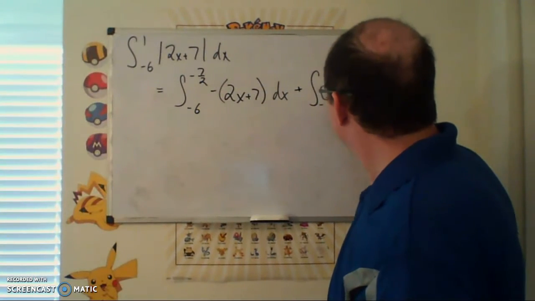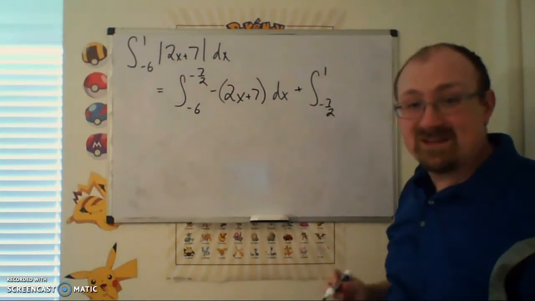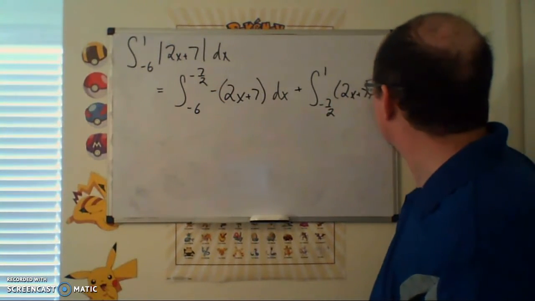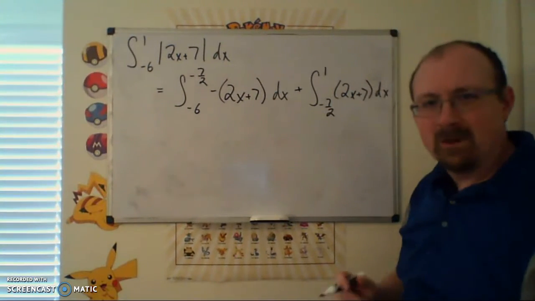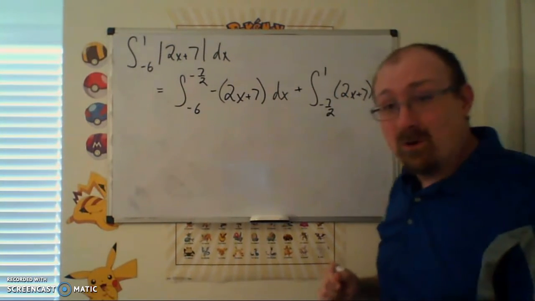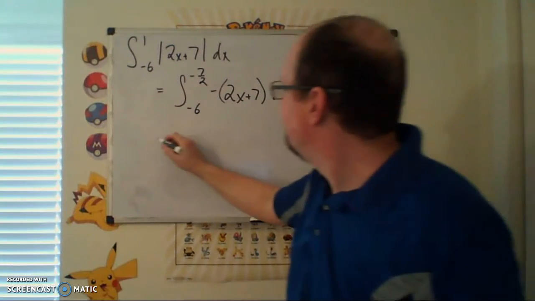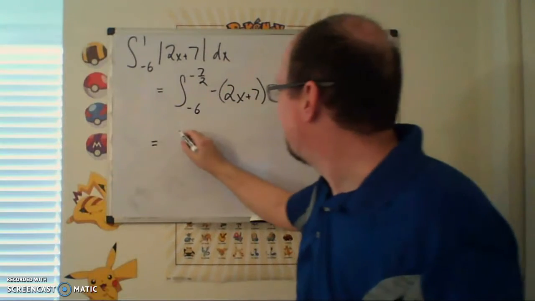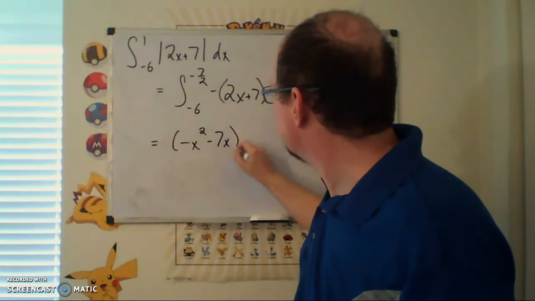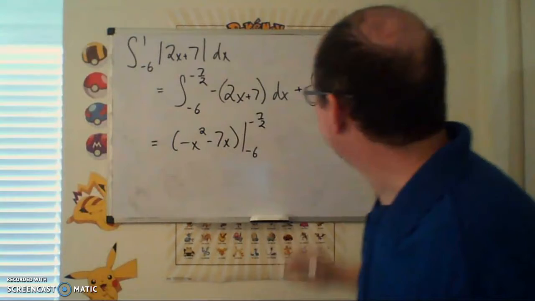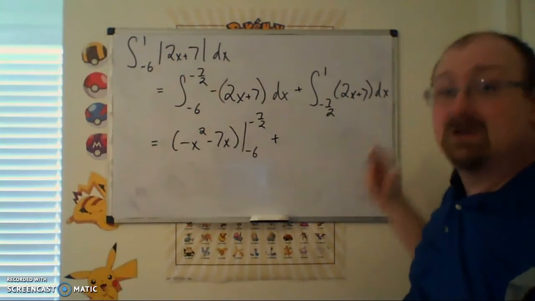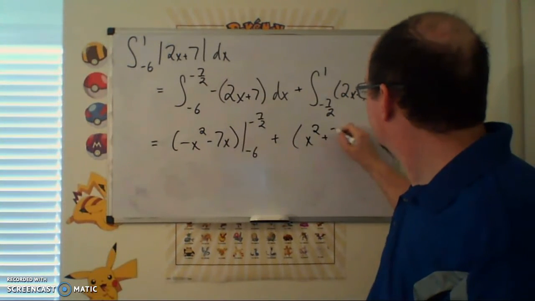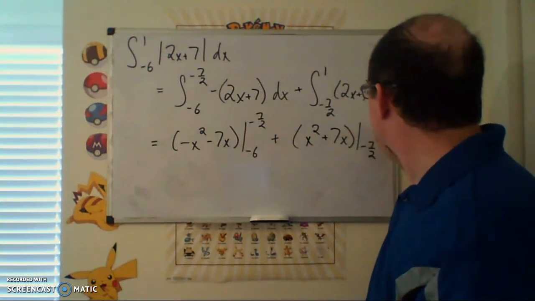All right. On the other hand, when we go from negative 7 halves to 1, what's inside here is already positive, so we can just chuck the absolute value bars completely. Now, each of these we can evaluate using our buddy, the fundamental theorem of calculus. This one here, our antiderivative, is x squared plus 7x with a minus out front. So negative x squared minus 7x, from negative 6 to negative 7 halves. Right here, the antiderivative is the same thing, just without the minus. So x squared plus 7x, from negative 7 halves to 1.